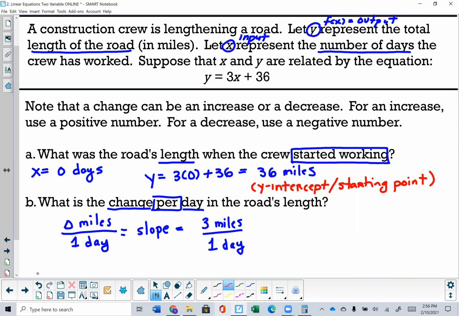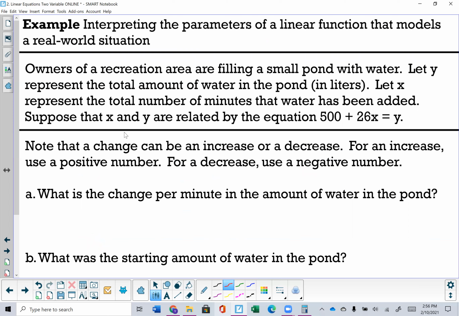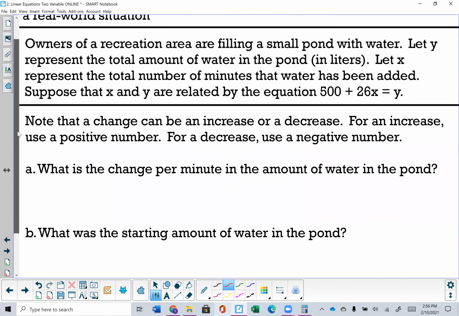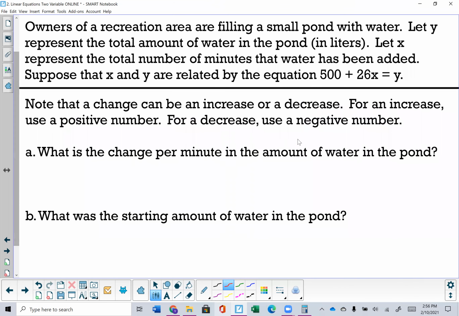All right, so you try it. We have owners of a recreation area filling a small pond with water. Let Y represent the total amount of water in the pond in liters. Let X represent the total number of minutes that water has been added. Suppose that X and Y are related by the equation 500 plus 26X equals Y. So you're asked, A, what is the change per minute in the amount of water in the pond? And B, what was the starting amount of water in the pond? Go ahead and pause the video and answer these questions, and then we'll do it together.